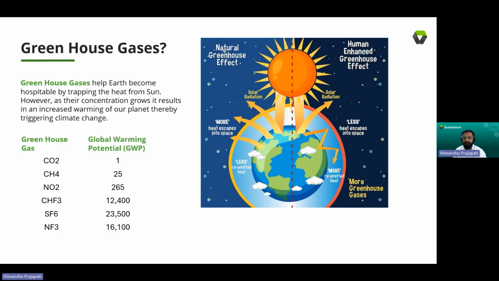Now, briefly talking about the various gases. Of course there is CO2, methane, nitrous oxide, CHF3 as one example of HFCs, SF6 and NF3. You can see that I've listed the global warming potential of these gases. What this essentially means is that 1 metric ton of CH4 is almost equivalent to 25 metric tons of CO2. That's the global warming potential, and that's the interchangeability we are talking about.